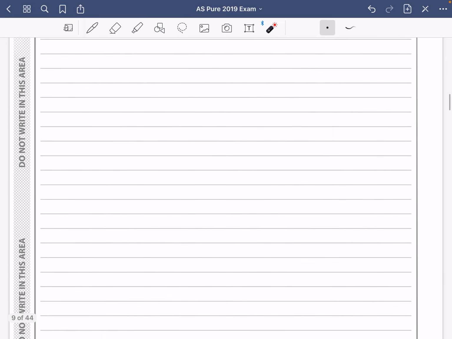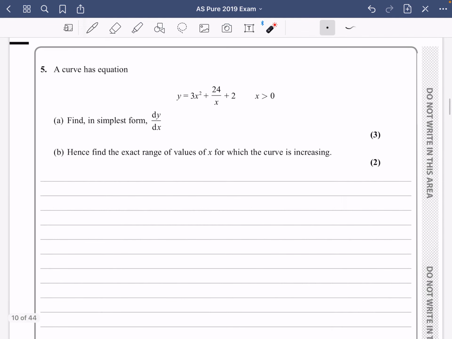So we're going to do now question 5, and then I will stop the video at this point. But this one is nice and quick. So we have a curve with equation y equals 3x squared plus 24 over x. I'm going to write that as 24x to the minus 1 plus 2. And the first thing it wants us to do for part A is just to find out dy by dx in its simplest form. So I'm going to bring the power down.